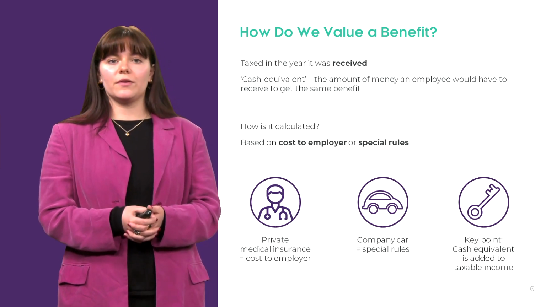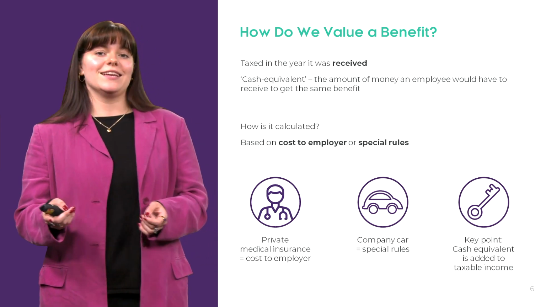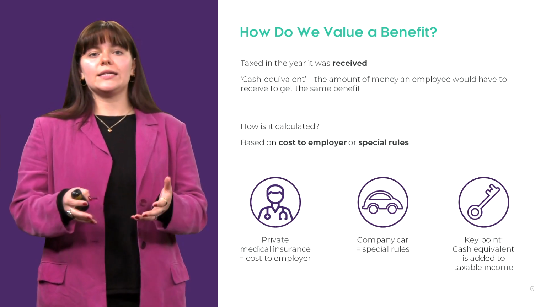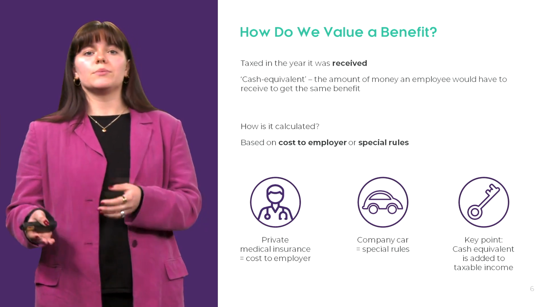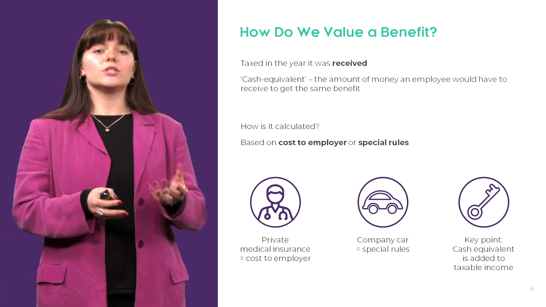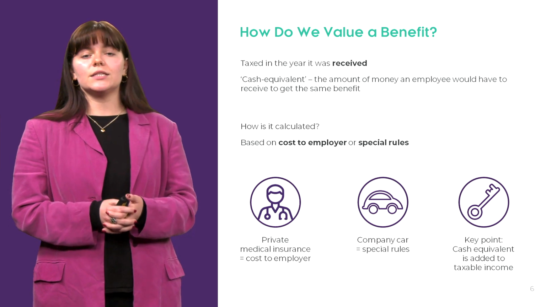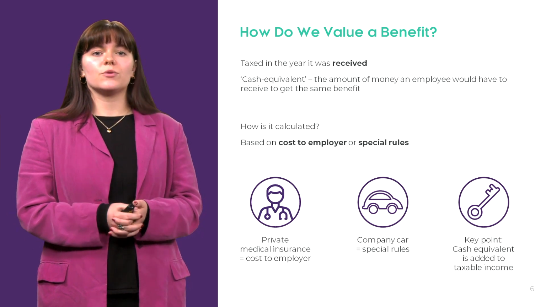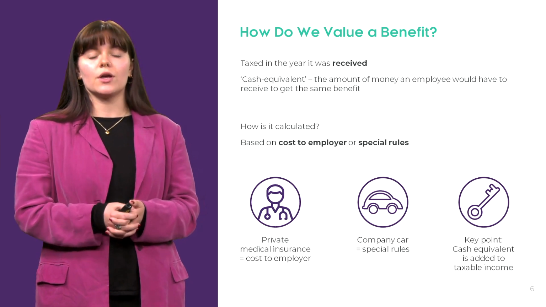The value of a non-cash benefit is calculated using a cash equivalent, which is the amount of money, including VAT, an employee would have to receive in order to get the same benefit. There are two ways to find a cash equivalent of a benefit. The first is using the cost to the employer for providing that benefit, and the second is using special rules created by legislation. This value, the cash equivalent of the benefit, is then added to the employee's taxable income and taxed accordingly. Where a benefit is provided, employers will also pay Class 1A national insurance contributions on that cash equivalent.